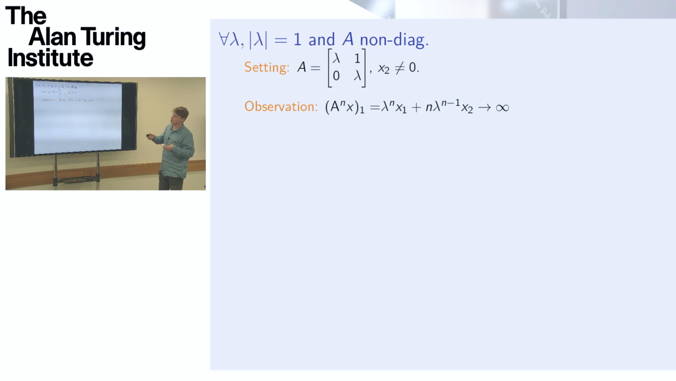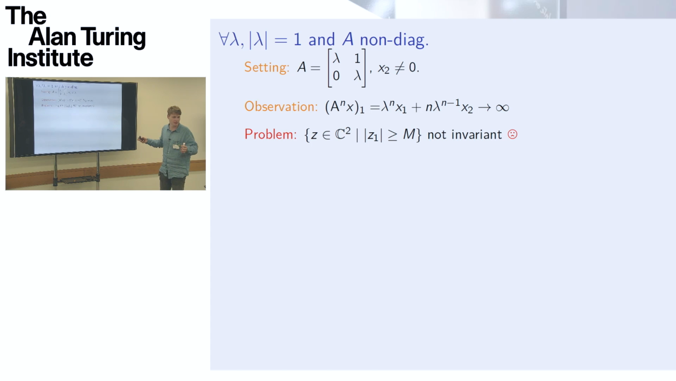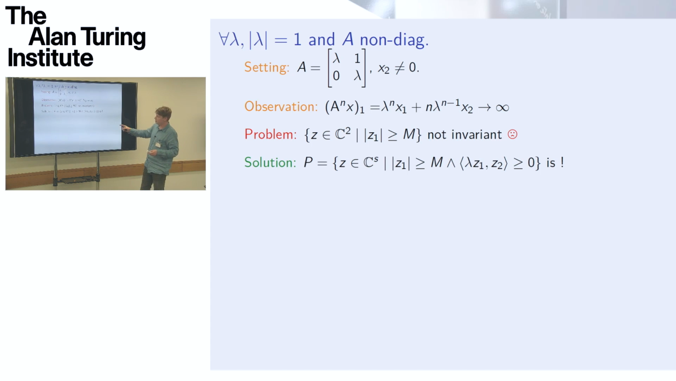Since it diverges, we would want to do something a bit like we did in the first case: say that the first coordinate is big, and that's my invariant. Problem is that it's not invariant, as usual. But then if I just add another condition, that the second coordinate is in the right direction, so that the norm will grow, then I get an invariant. So this is the intuition.